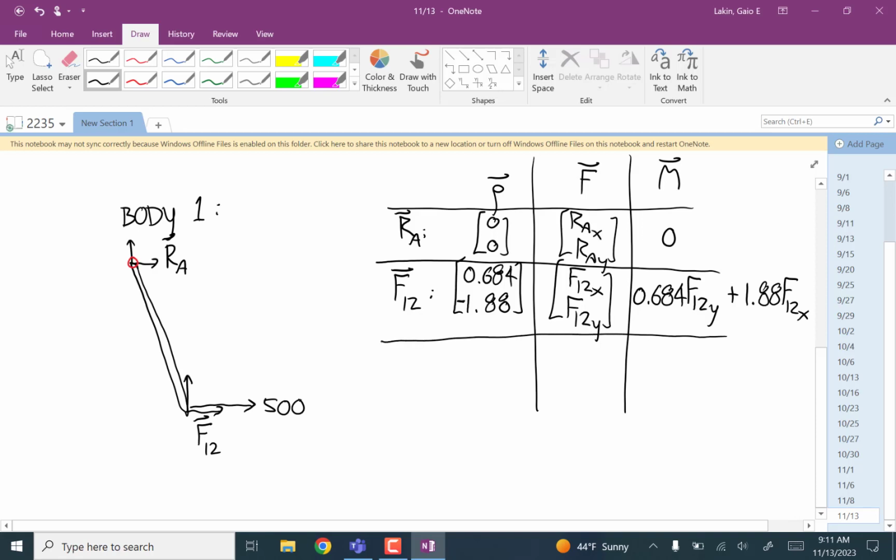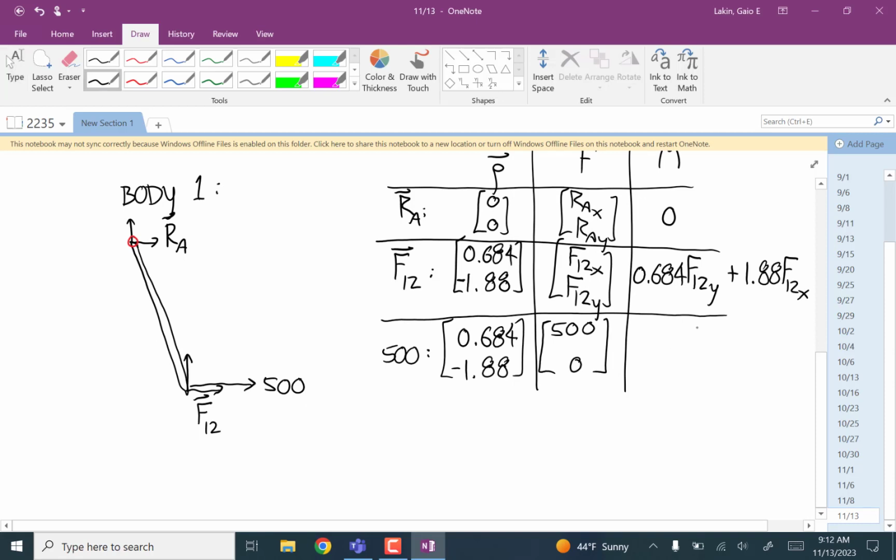And then the 500 Newton force. Same row vector, 0.684, negative 1.88. Force vector is 500, 0. And so the cross product is positive 940.